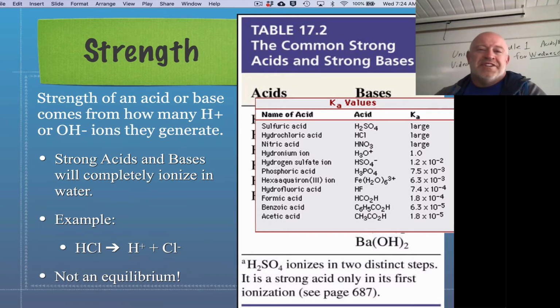It correlates back to things we've talked about before, where fluorine being so reactive isn't going to give up that hydrogen ion and break that bond as well. So it's going to be considered a weak acid.